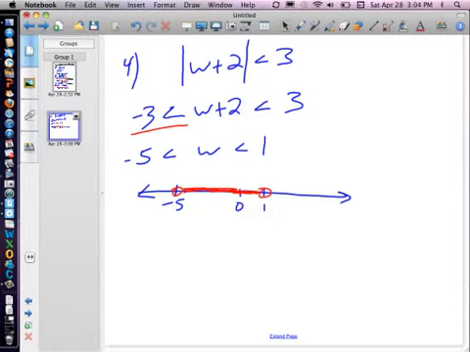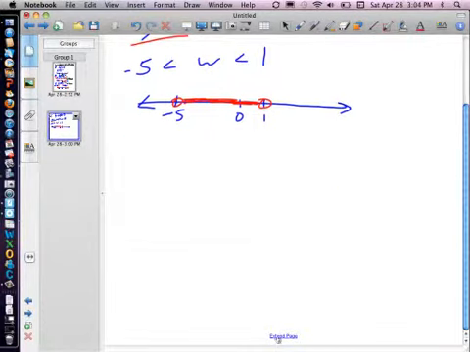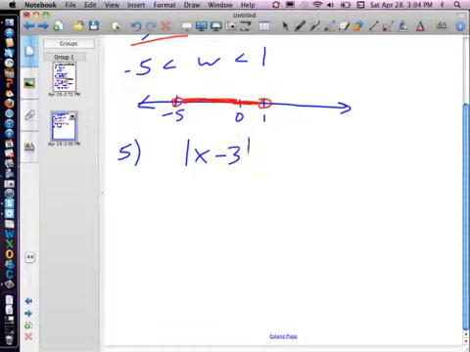Okay, so once again, when you have the absolute value less than something, it is an AND statement, so you're going to shade in between those boundaries. For our next example, we're going to do one where the absolute value is greater than. So let's do, I think we're on example 5, the absolute value of x minus 3 is greater than 1.